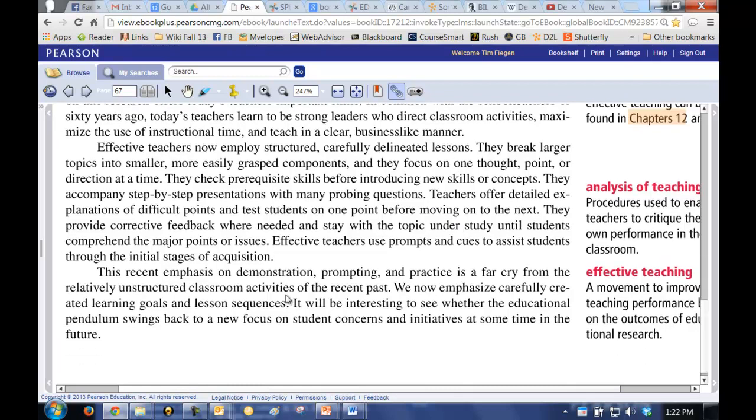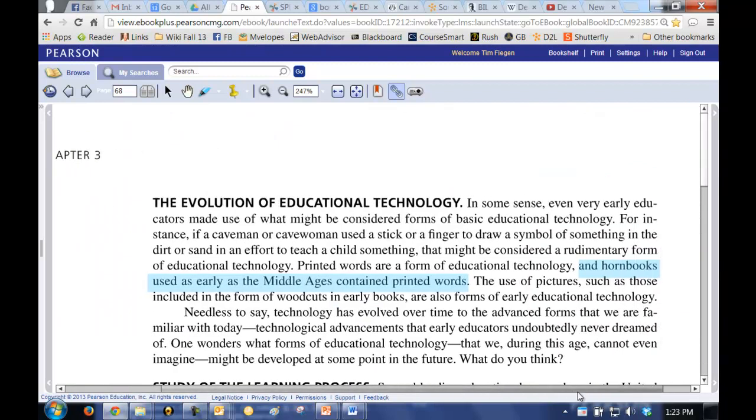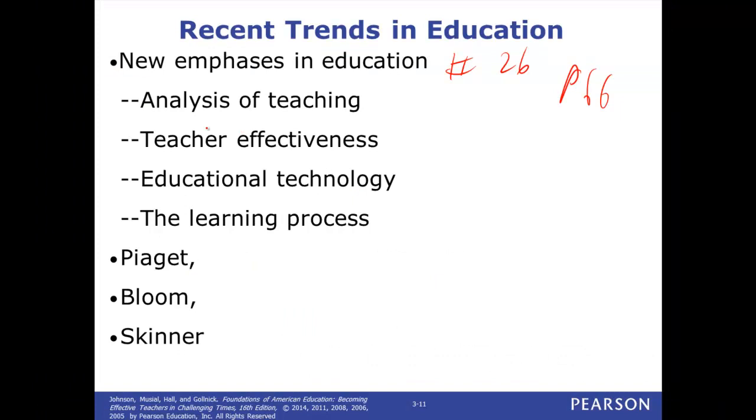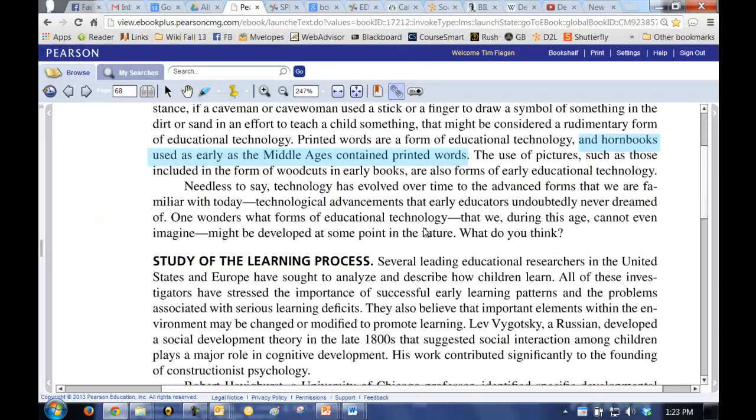It talks about what effective teaching is here. The recent emphasis on demonstration, prompting, and practice is a far cry from the relatively unstructured classrooms of the past. So analysis, teacher effectiveness, and each of these, I'm going to say this is number 27. Just one line, bring one line in for each of those.